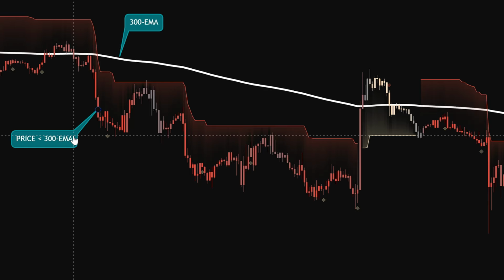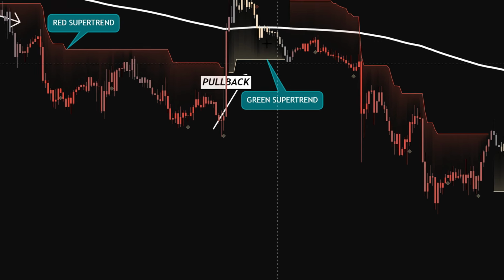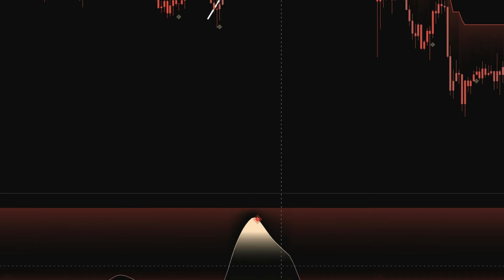Now look at the sell scenario. Price is below the 300 EMA, so the trend is clearly down. The super trend ribbon is above price and red. Sellers are in control. You do nothing yet. No chasing, no guessing. A pullback begins. The super trend ribbon flips to green, and the oscillator moves from below the zero line to above it.